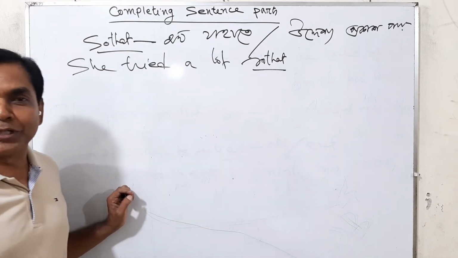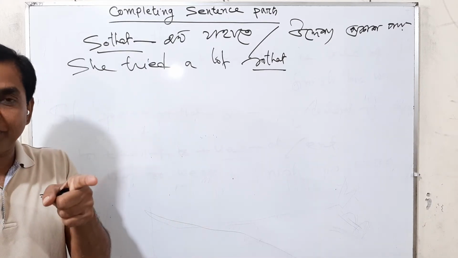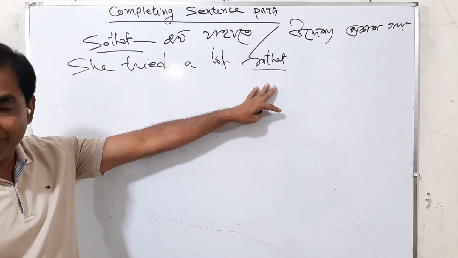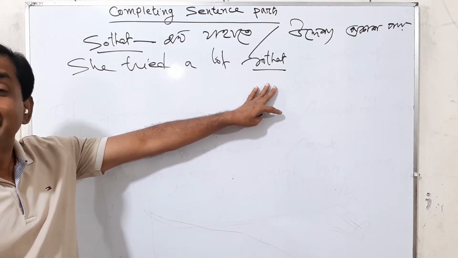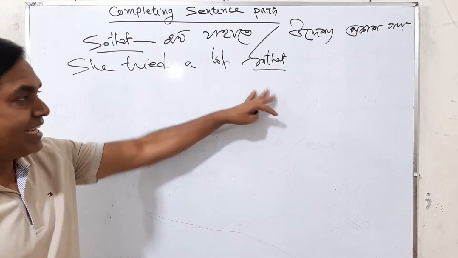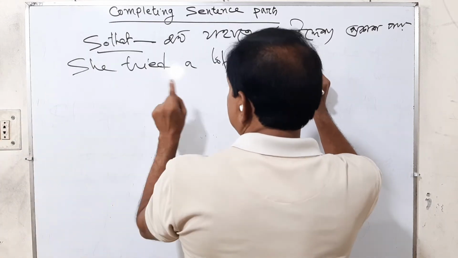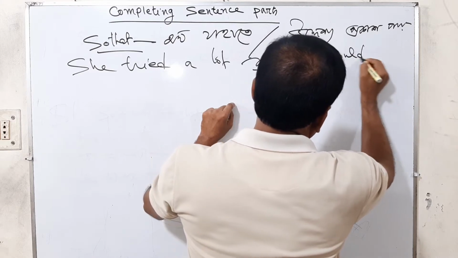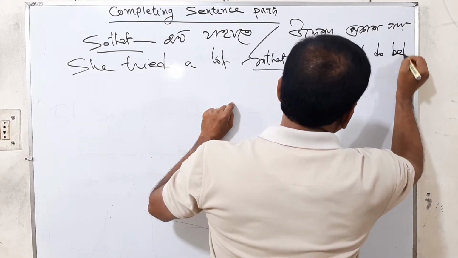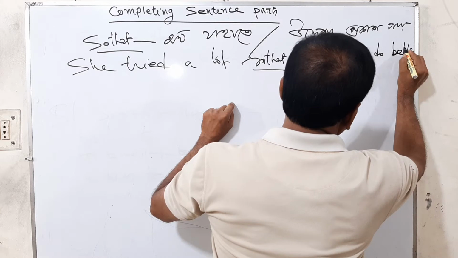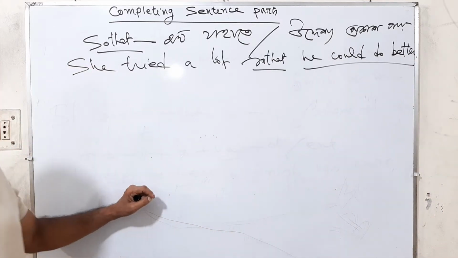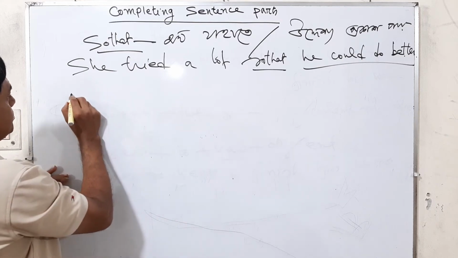A little thing needs to be said: when so that is there, that is negative sentence, but at the time of making so that at the same position as a conjunction, that will be affirmative sentence. He tried a lot so that he could do better. He tried a lot so that he could do better. It is affirmative sentence.